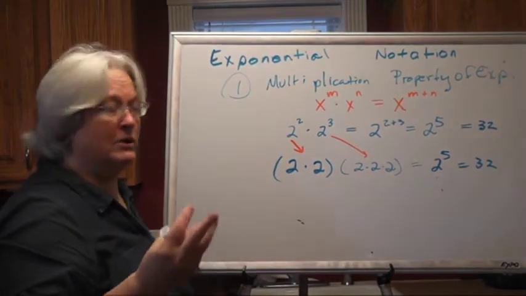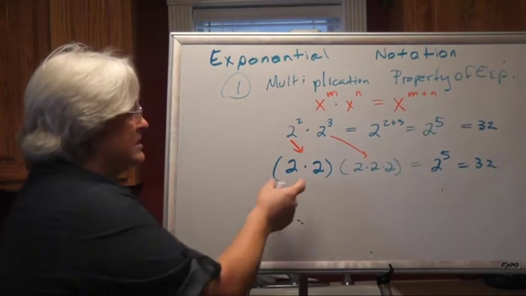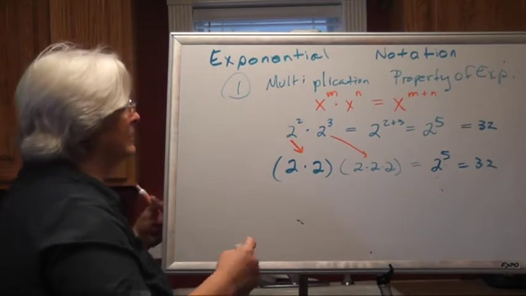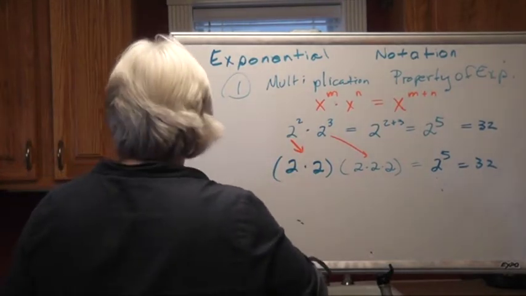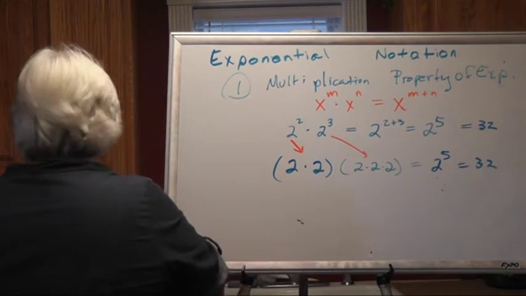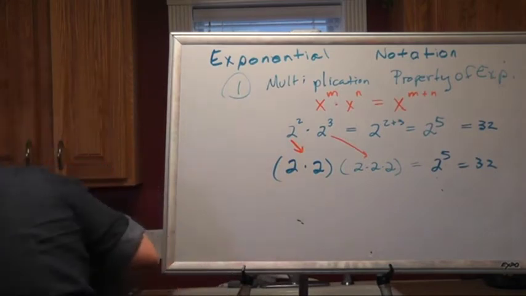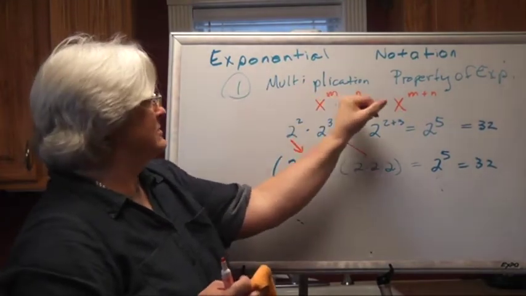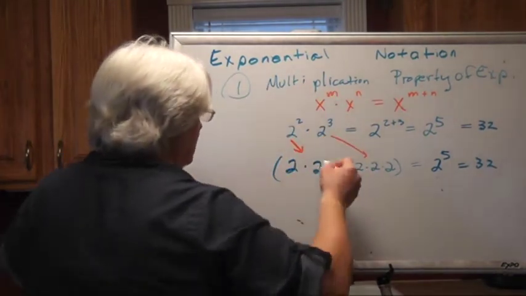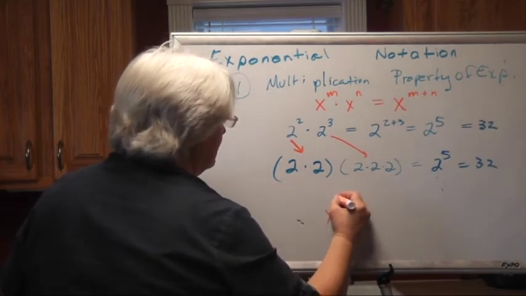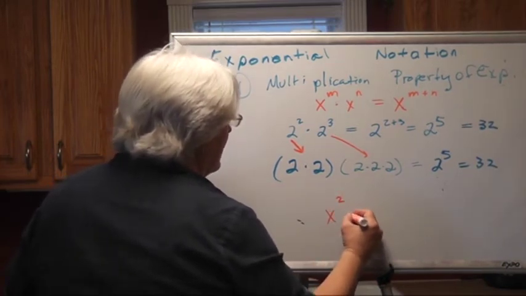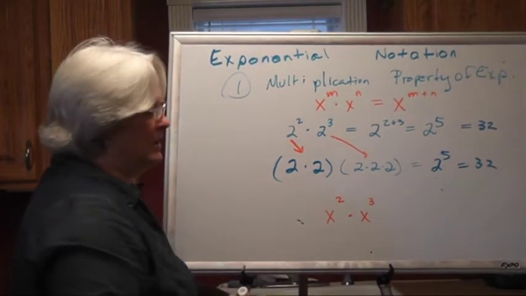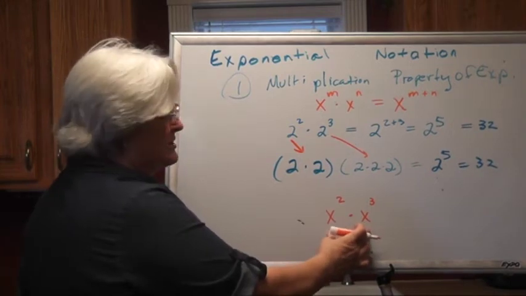All exponential notation does is make our repeated multiplication less cumbersome, easy to deal with. The multiplication property of exponents tells us that if we have the same base, doesn't matter what those exponents are, we can simply add the exponents together if we're multiplying. This is how we're going to use this in algebra.